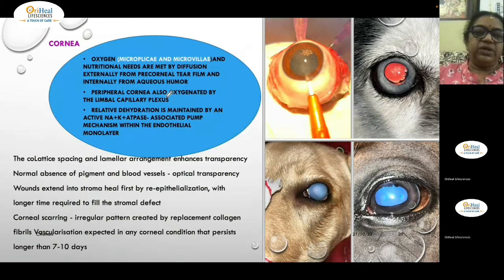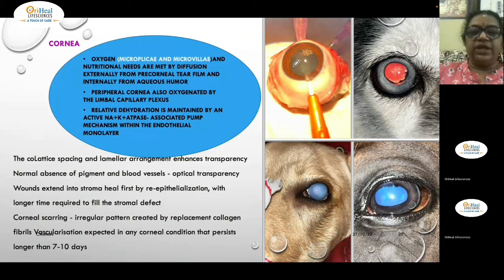So the main function of the cornea is that it helps in the permeation of oxygen. This oxygen supply is mainly from the tear production as well as from the anterior chamber aqueous humor. The peripheral cornea, the area near the limbus, is also oxygenated. That area is called limbus corneae. Here you have blood supply from the limbal vascular capillary plexus, so a little nutrition happens here through the limbal capillary plexus also.